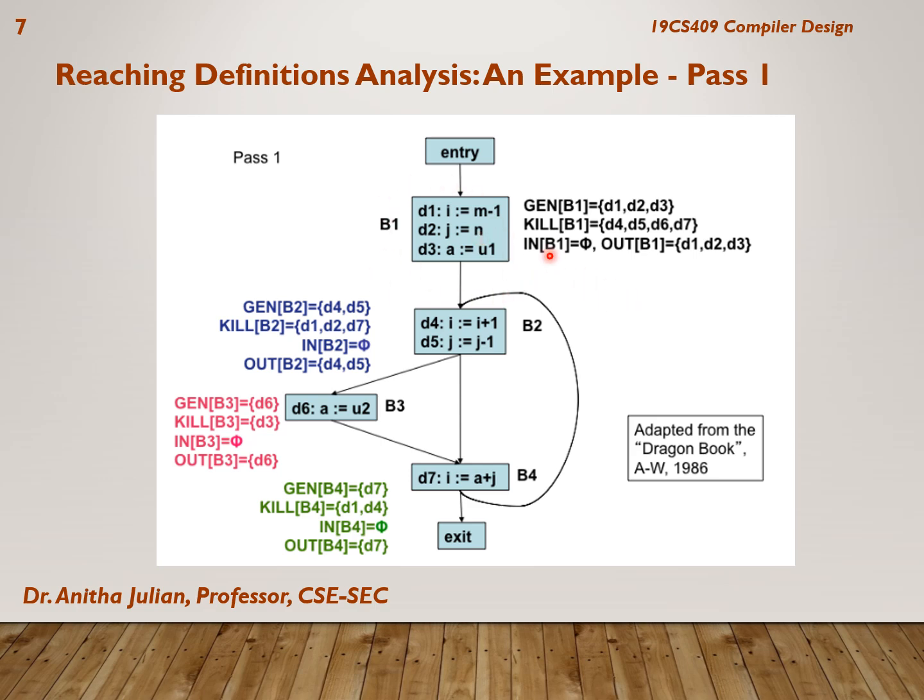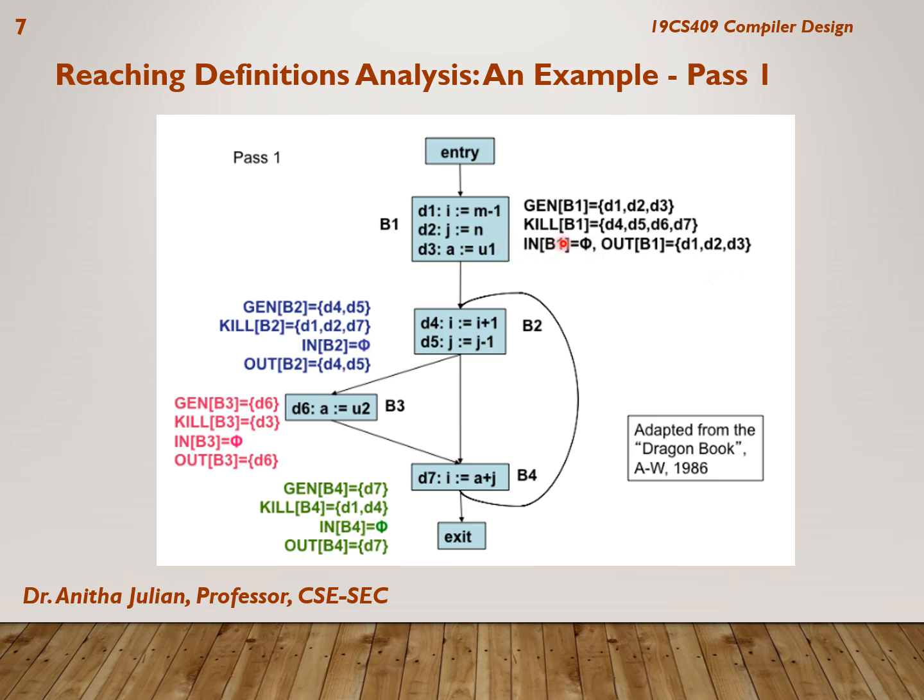So in this B1, what all is getting generated? D1, D2 and D3 are being generated. That is why gen of B1 is D1, D2, D3. Then in is null. What is coming out of this? Whatever is generated is coming out. So we have out of B1 as D1, D2, D3.